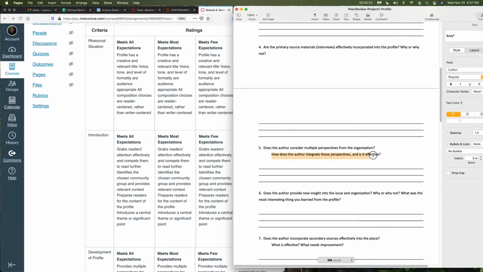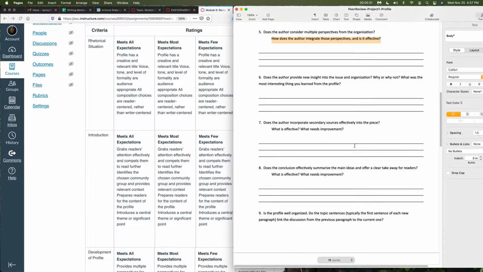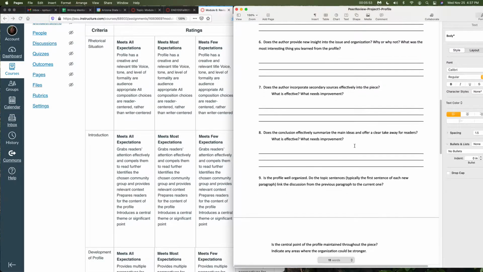How are these perspectives integrated? Does it come from secondary sources? Does it come from primary sources? Is that primary or secondary source material offered in the form of text? Is it in the form of video? Is it in audio form? If it isn't in audio form or video form, could it be more effective if it were in one of those mediums, or otherwise multimodal? Does the author provide new insight into the issue and organization?